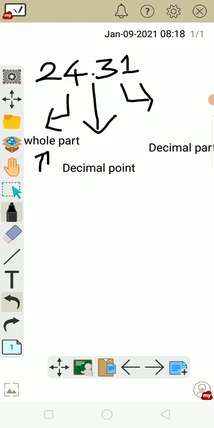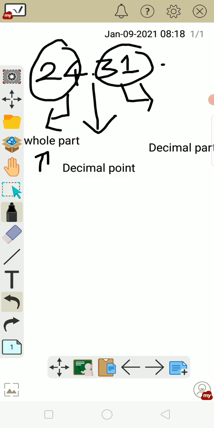So it's a definition: the number to the left of the decimal point. This is the decimal point. The dot is the decimal point. So on the left side, 24 is the left side. 31 is the right side. You know very well. So the number to the left of the decimal point is called the whole part or integral part. Okay, the number to the right of the decimal point is called the decimal part. Then the point, the dot, is called the decimal point.